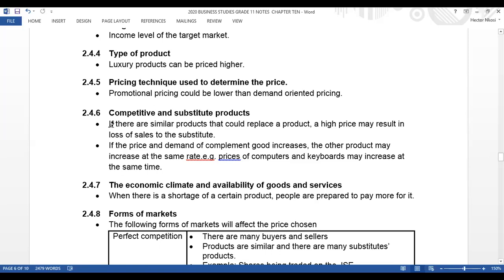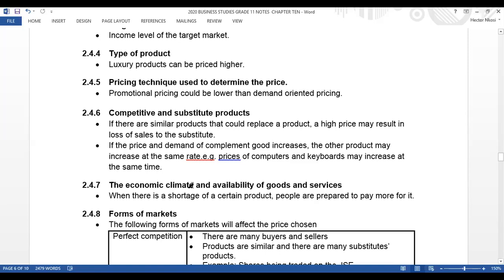Right. If there are similar products that could replace a product, a higher price may result in a loss of sale to the substitute, right? So if the price and demand of complement goods increases, the other product may increase at the same rate, e.g., prices of computers and keyboards may increase at the same rate.